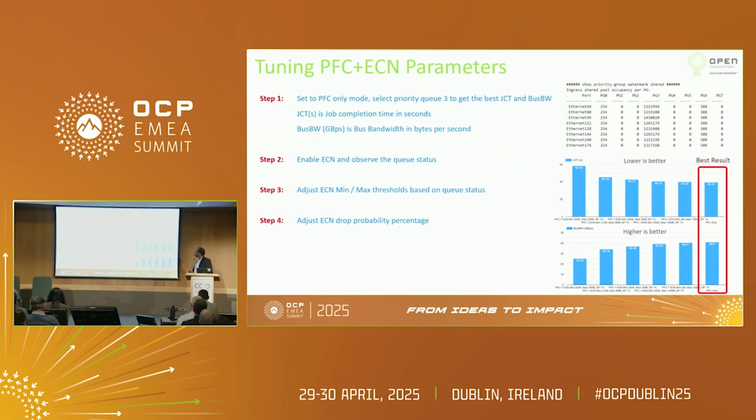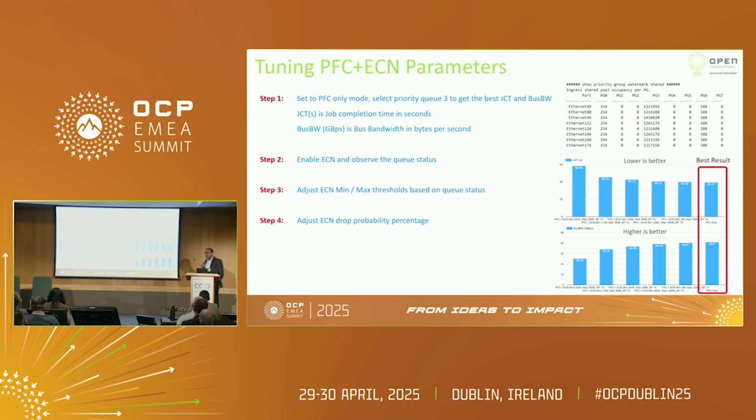Okay, now once it's tuned, we have both PFC and ECN parameters set up. The first thing is there is one test done with just the PFC, and interestingly, with only PFC, it gives the best results in the setup. The reason being, the response time of PFC is very quick. It responds quickly, and in the setup, you always see that just enabling PFC is sufficient to get the least job completion time and the best bus bandwidth.